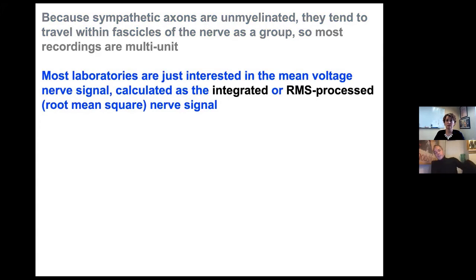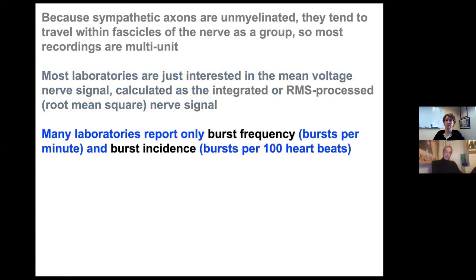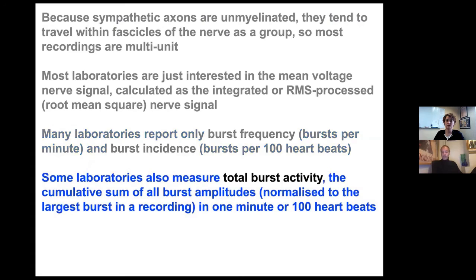And most laboratories are just interested in the mean voltage nerve signal or the RMS, root mean squared processed nerve signal. And from that, you just simply count the number of bursts per minute, that's burst frequency, or burst incidence, bursts per 100 heartbeats, the latter being used to take into account differences in resting heart rate across individuals. Some laboratories also measure total burst activity. And this is a cumulative sum of all burst amplitudes normalized to the largest burst in a recording.